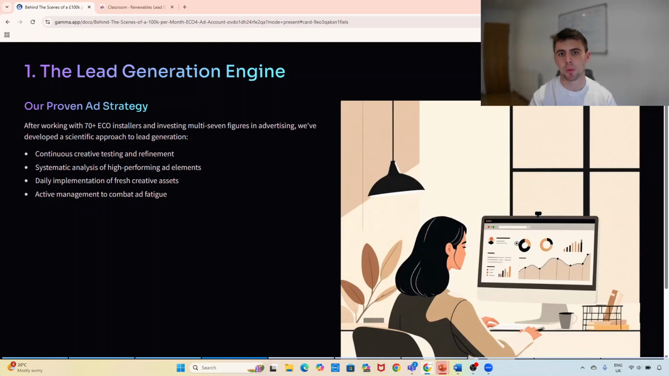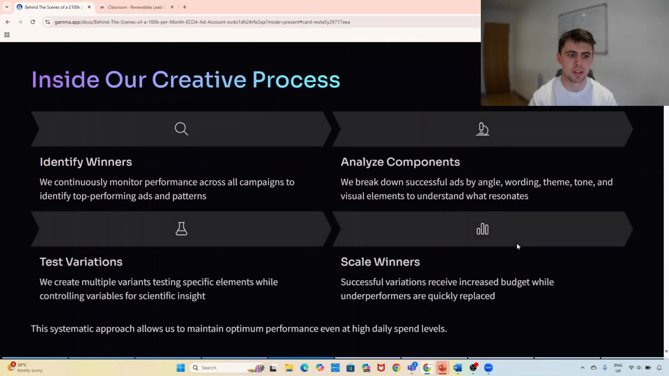But having said that, we aren't a set and forget type of agency. Once we have those initial winners, we are continually testing and trying to improve the results through new creatives. Essentially what that looks like is, first of all, we identify winners, not just on the one client account, but across all of our dozens of ECO4 clients that we have. So we monitor which adverts are working, if there's any patterns amongst them. For example, a particular theme or particular style of advert is doing particularly well.